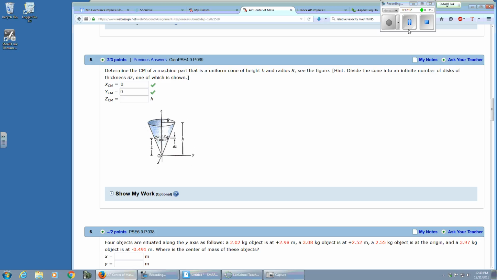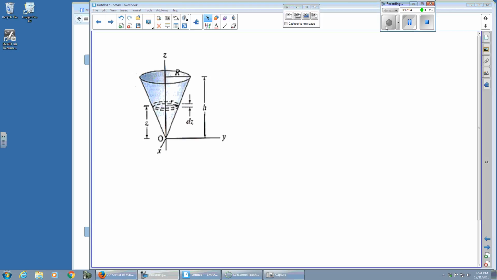All right, so what's our first suggestion here? Just setting up the basic. What's the basic equation? ZCM is equal to 1 over M times the integral of z dm.